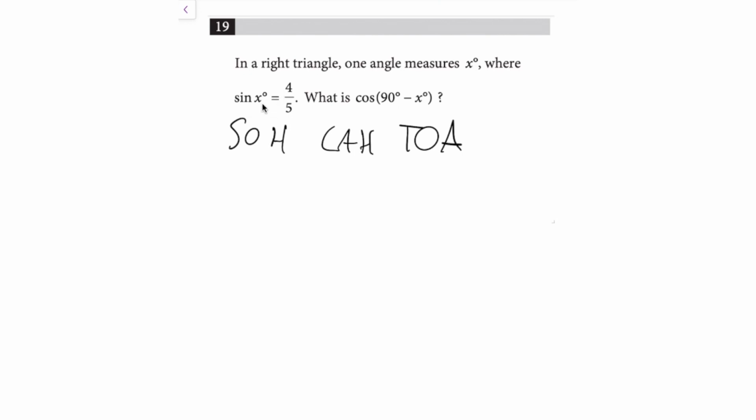But what I would also recommend doing is drawing a quick little diagram of a right triangle. So I'll call this x. And what's useful here is, since this is x and this is 90 degrees, this actually has to be 90 minus x. So I know that my sine is equal to 4 over 5, so sine equals opposite over hypotenuse. So if I take sine of this, it's the opposite, so that's going to be 4 over my hypotenuse, which is going to be 5.